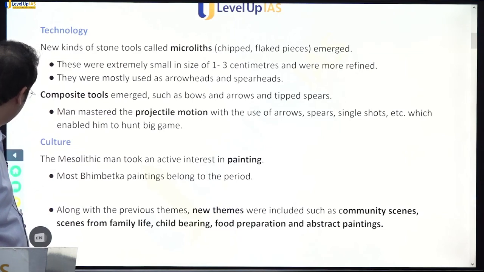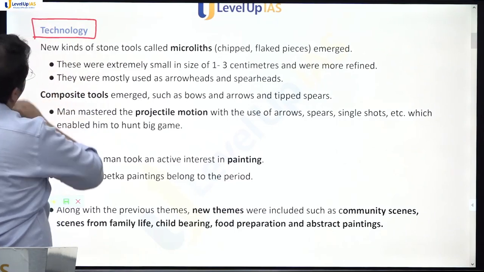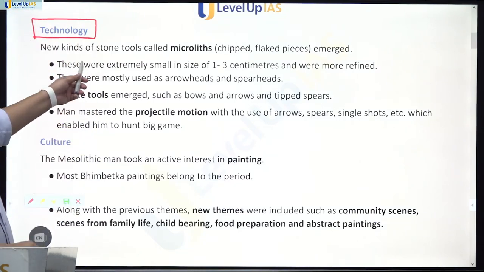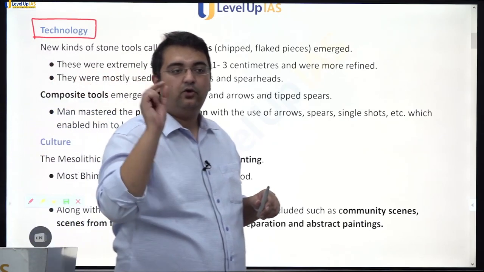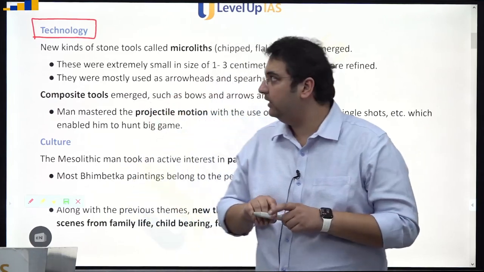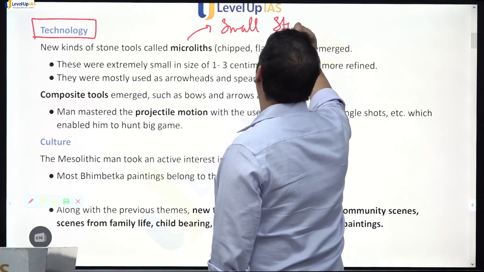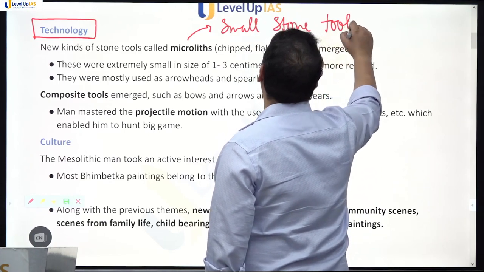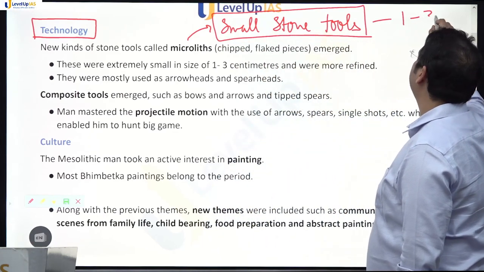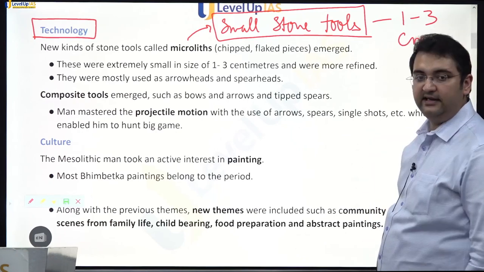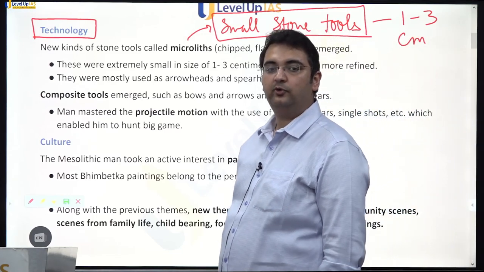Now, talking about changes in the stone tool technology, new kinds of stone tools called microliths emerged. What is the meaning of the word micro? Small. Okay? So these are small stone tools, roughly 1 to 3 centimeters in dimension. Okay? What do you think such small tools are going to be used for?